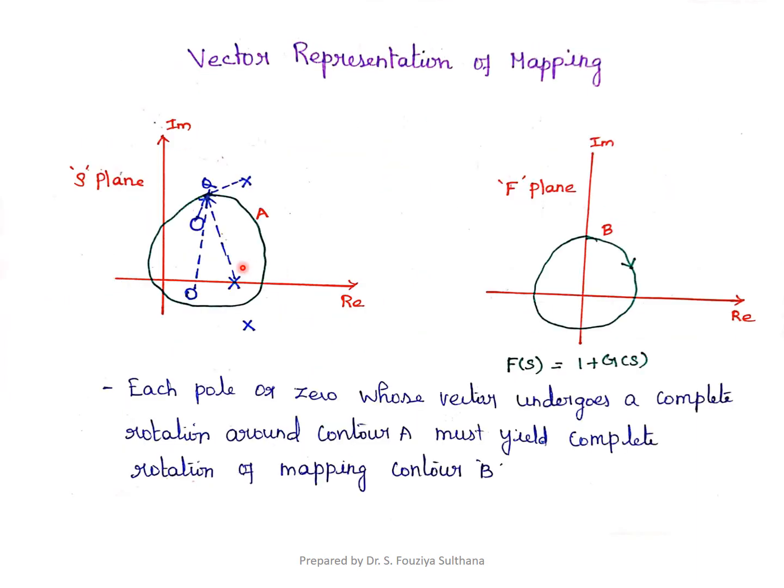Let us assume that f of s is represented as 1 plus g of s. That is, f of s is the characteristic equation. Now the S-plane has 3 poles and 2 zeros as shown in the figure. When points on the contour A are mapped through the function f of s, it yields the contour B.